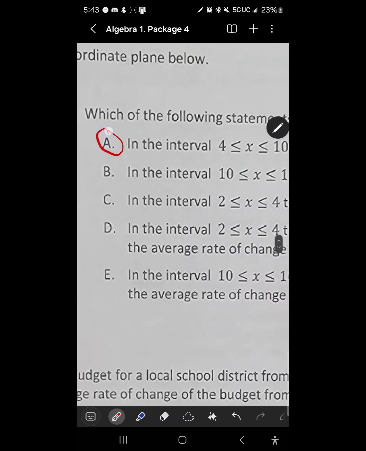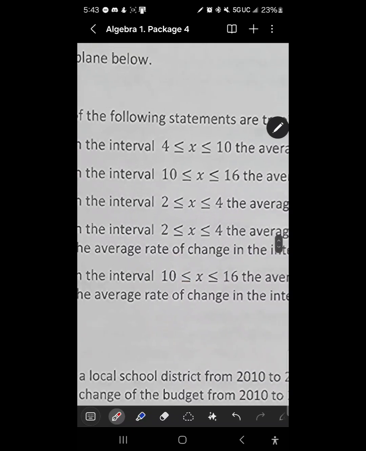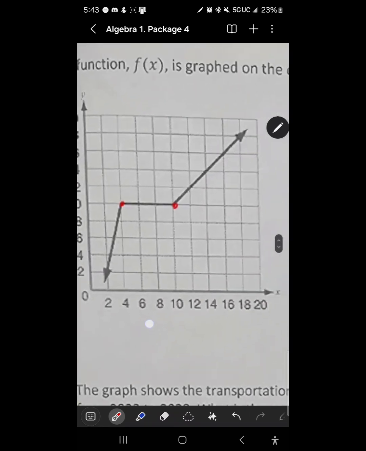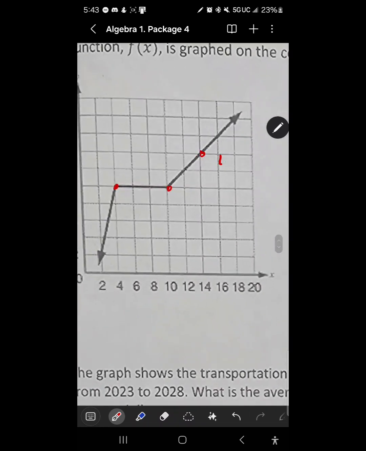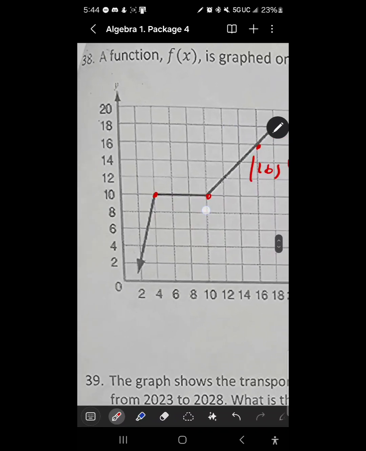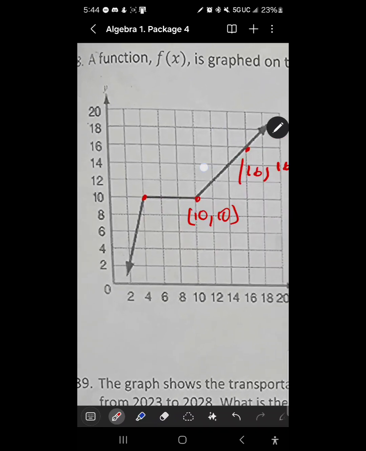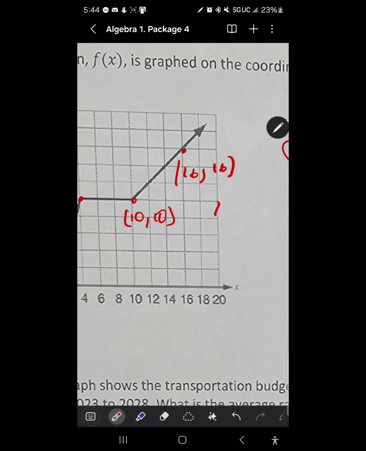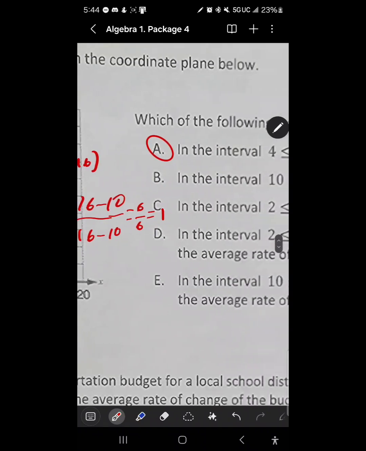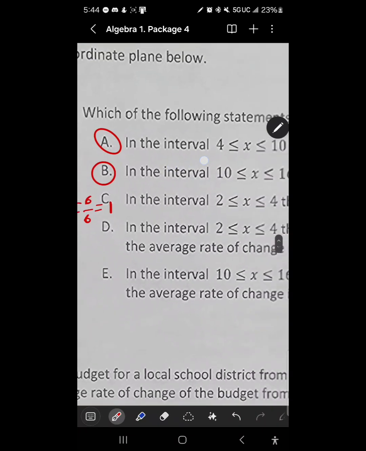So yep. Now in the interval 10 to 16, sorry, the average rate of change is 1. So let's see. We have 10, we have 16. So it will be, oops, this 16. 16, comma 16, and this will be 10, 10. I can say that it looks like 1, but either way, we say 16 minus 10 over 16 minus 10, which is 6 over 6, 1. So yeah, B is true as well.